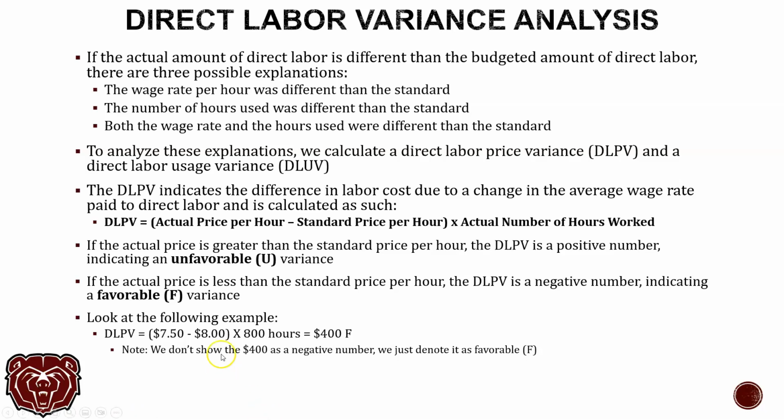So here you can see in this example, our actual rate was $7.50 an hour. What we budgeted for was $8 an hour, and we used 800 hours, so we had a $400 favorable variance. Favorable for us because we paid less than what we said we were going to pay. Here's an important note. We do not show the $400 here as a negative number. You notice this would be a negative number, negative 0.5 times 800 would be negative 400. But we know that the negative number is favorable, so we just denote it as favorable.